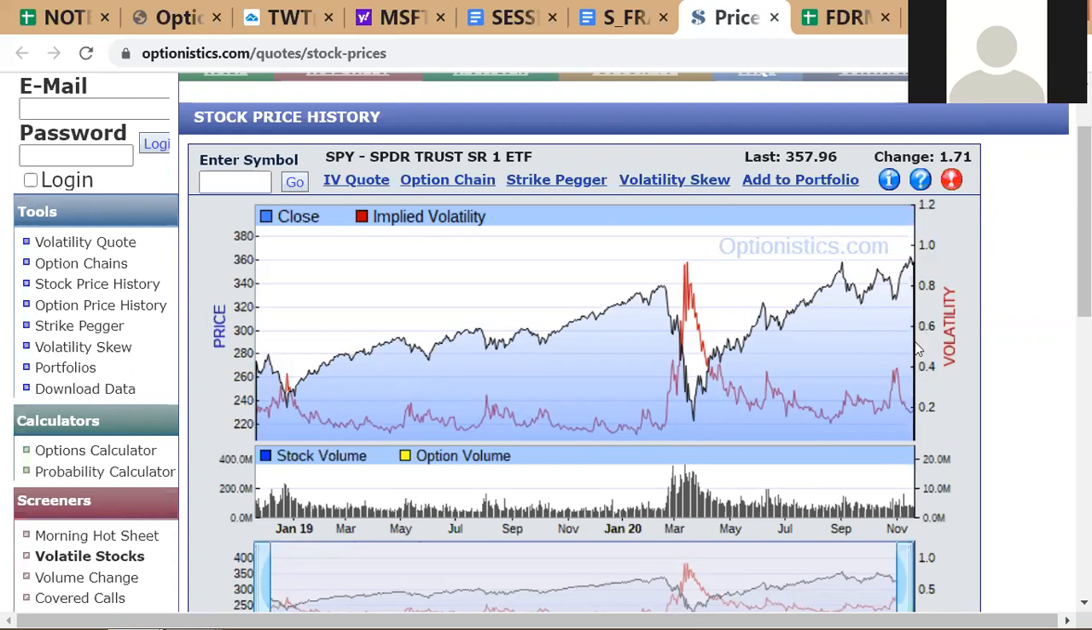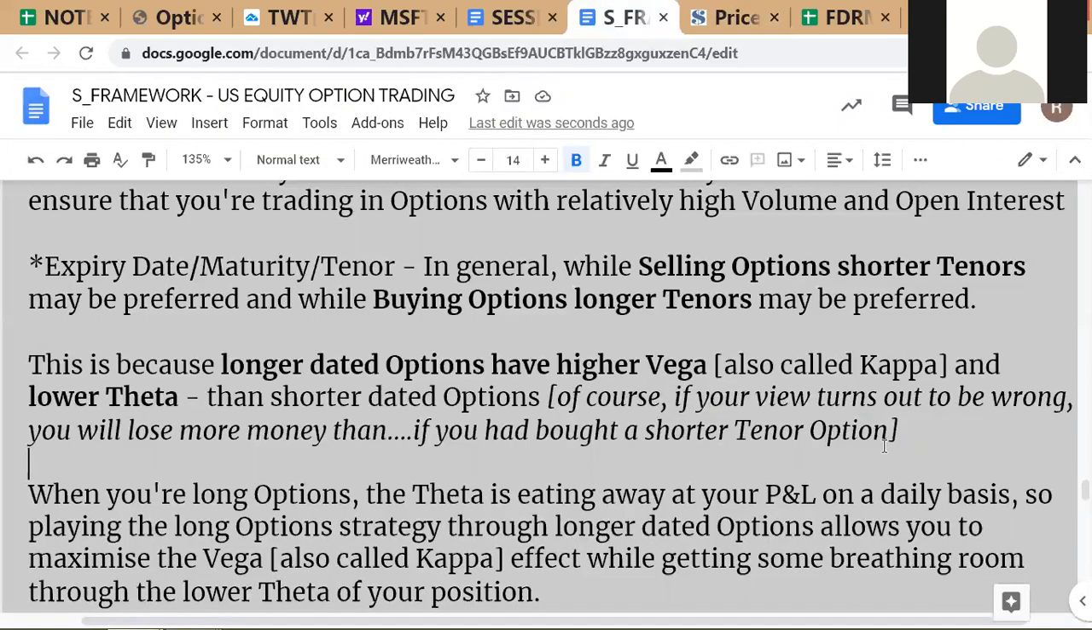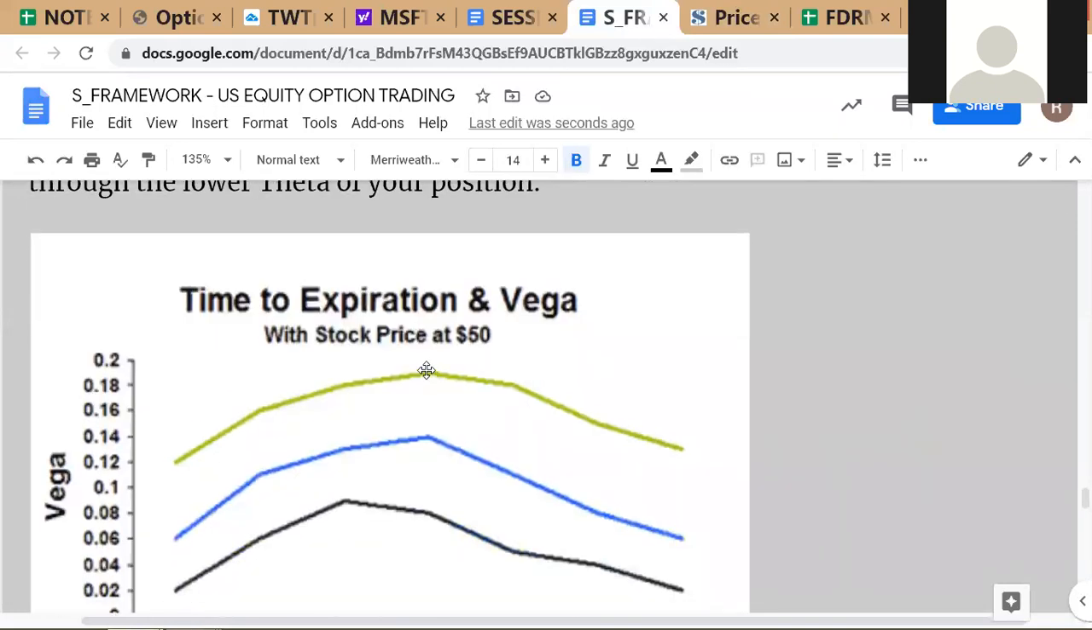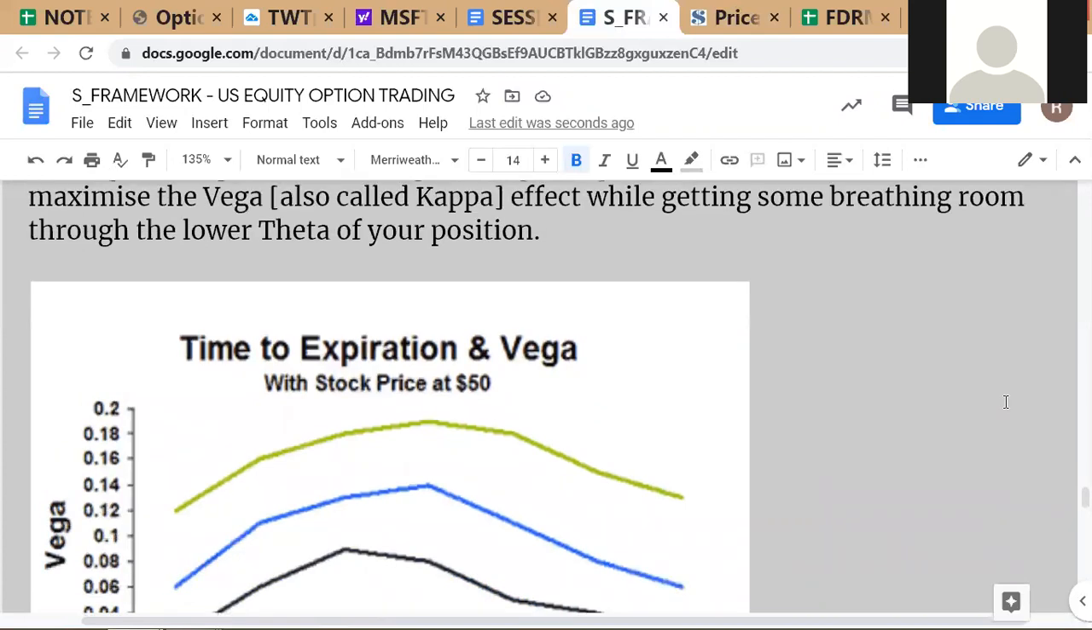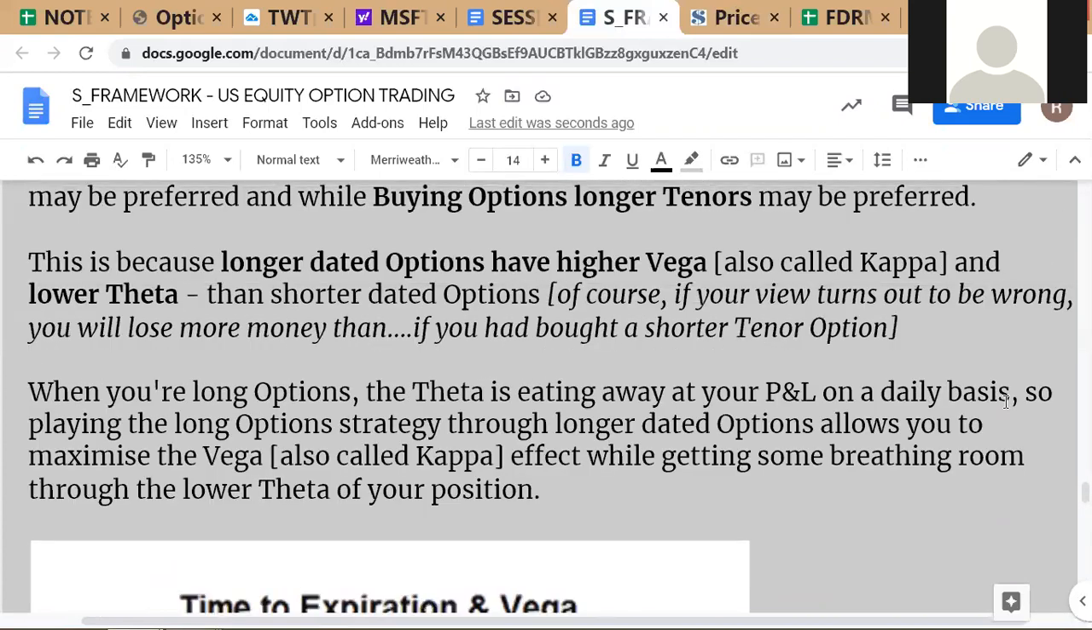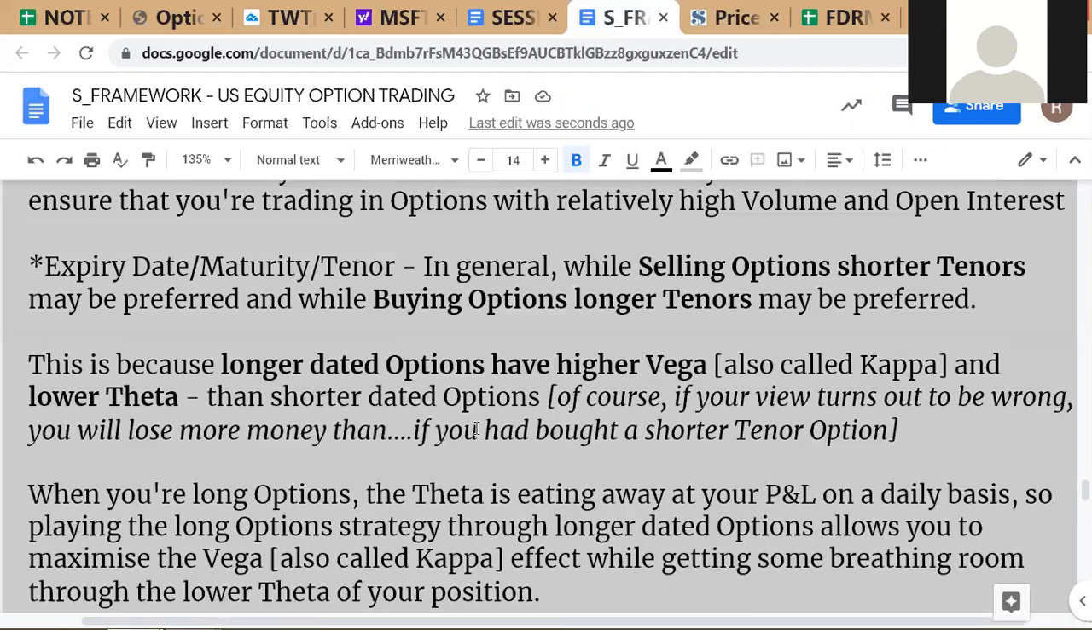So if your view turns out to be correct, you want to make maximum bang for your buck. You want to be in longer dated options. They have higher vega. They will have a greater impact on your option price. So you'll make more money if your view is correct. Okay. So from here, you can understand that if your view turns out to be wrong, you lose more money.